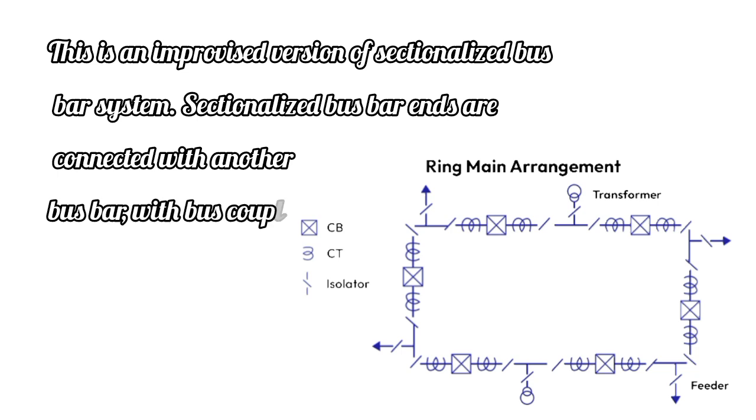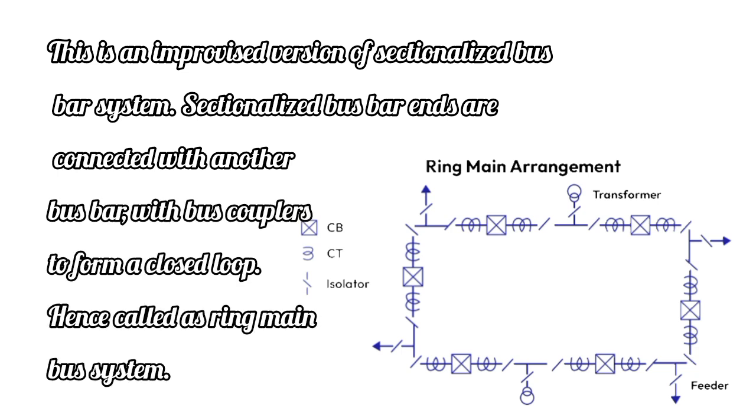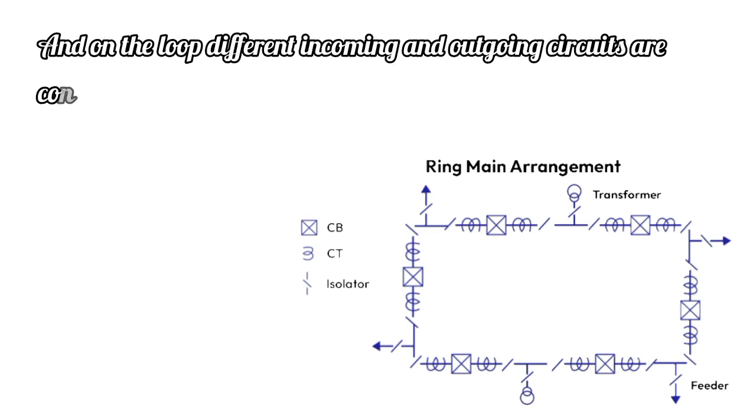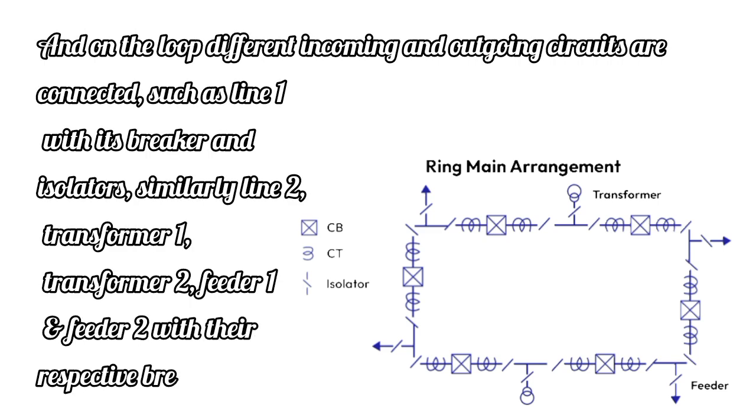Ring-main bus system. This is an improvised version of the sectionalized bus bar system. Sectionalized bus bar ends are connected with another bus bar with bus couplers to form a closed loop. Hence called the ring-main bus system. And on the loop different incoming and outgoing circuits are connected, such as line 1 with its breaker and isolators, similarly line 2, transformer 1, transformer 2, feeder 1, feeder 2 with their respective breakers and isolators.